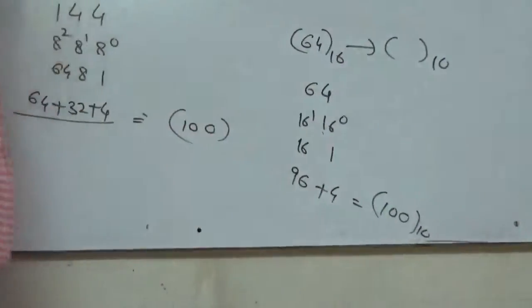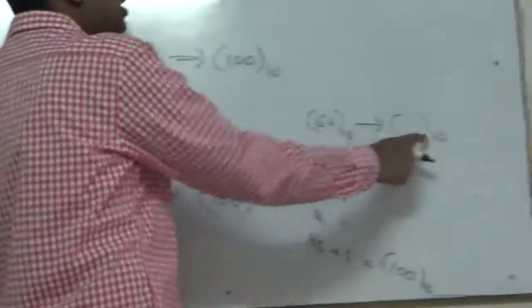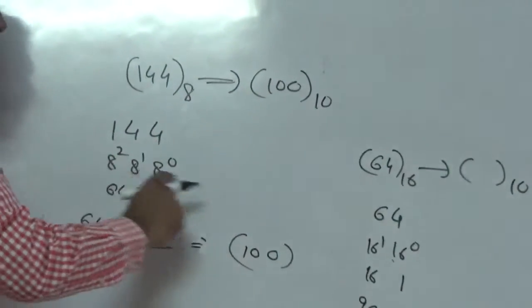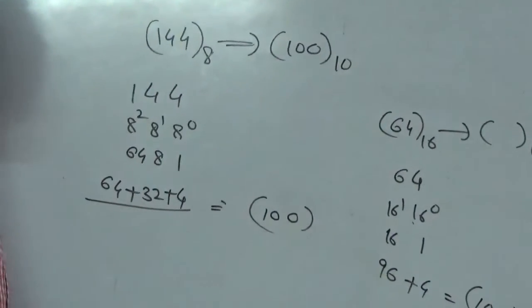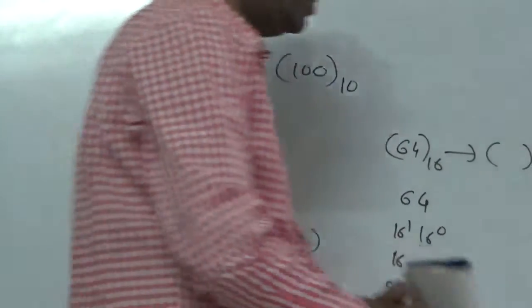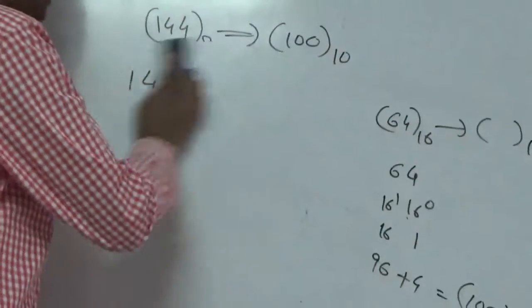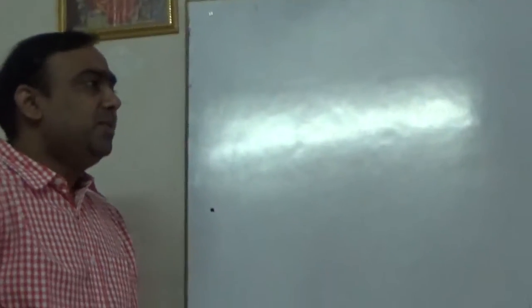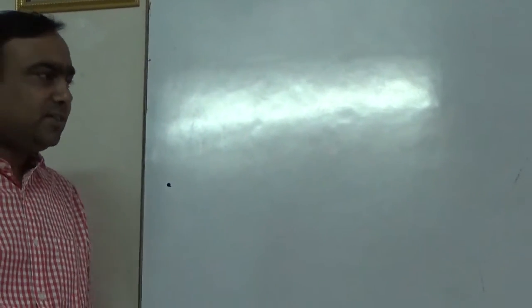So in this way, if you are going from hex to decimal, use the power of 16. If you are going from octal to decimal, use the power of 8. And for binary to decimal, use the power of 2. So in this way we can easily convert from one number system to another. Whatever we are discussing is for the integer part only. We have some separate rules for fractions also.